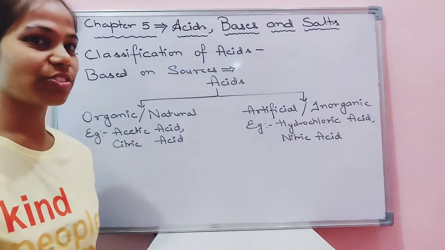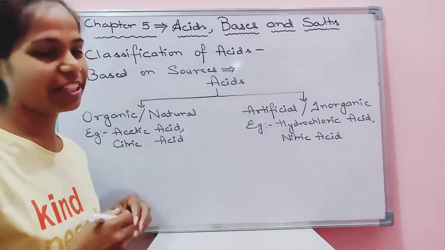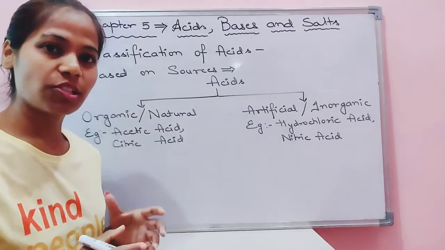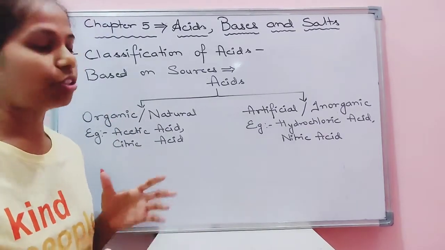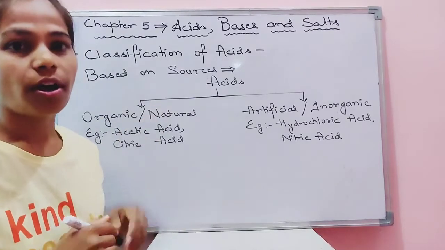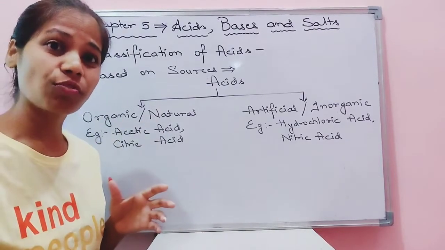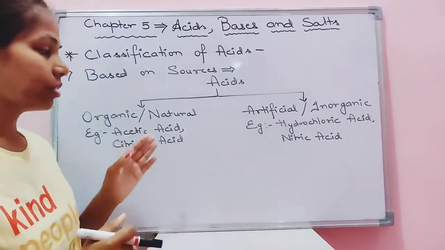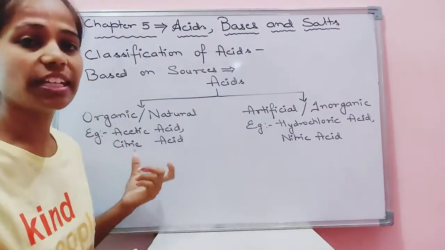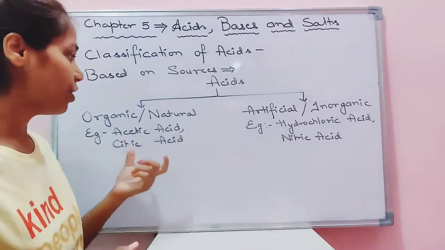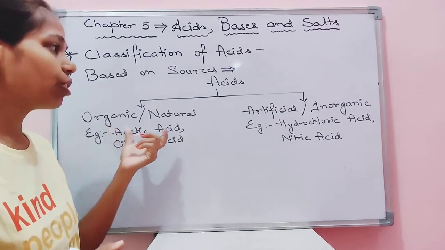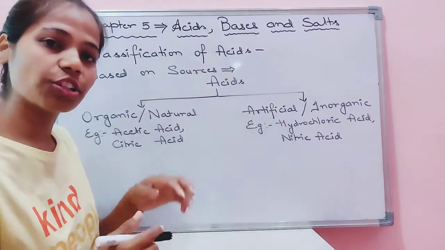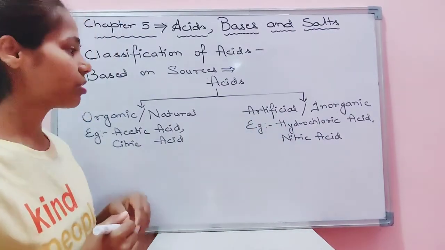Let's move on to the next topic, children. Classification of acids. On the basis of two or three properties, children, we are classifying the acids. The very first one is the sources, the sources from which we obtain the acid. We classify the acid into two types. The very first one is organic or natural acid. The second one is artificial or inorganic acids.